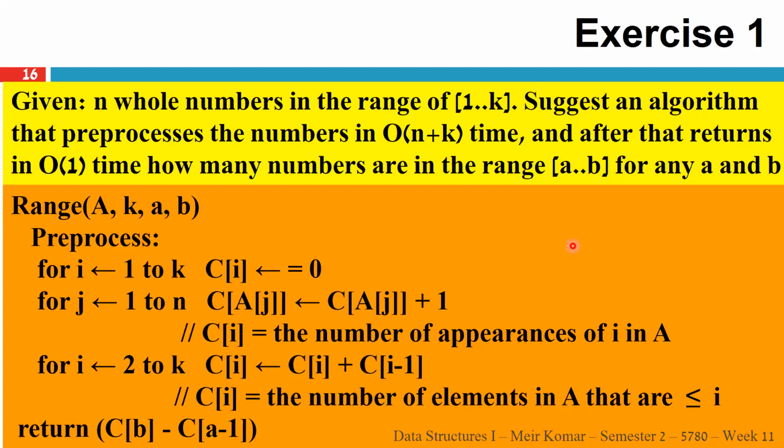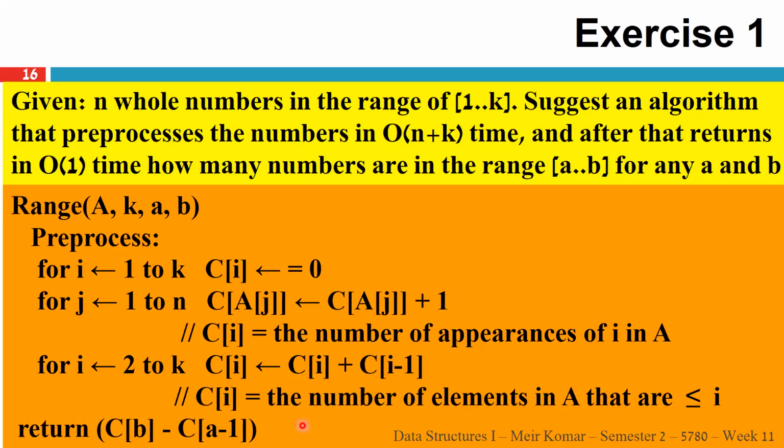But the number is 1 to K. So yes, the numbers are 1 to K. So if we say C of A minus 1 and A equals 1, then we're asking for C of 0. Great. Very good.